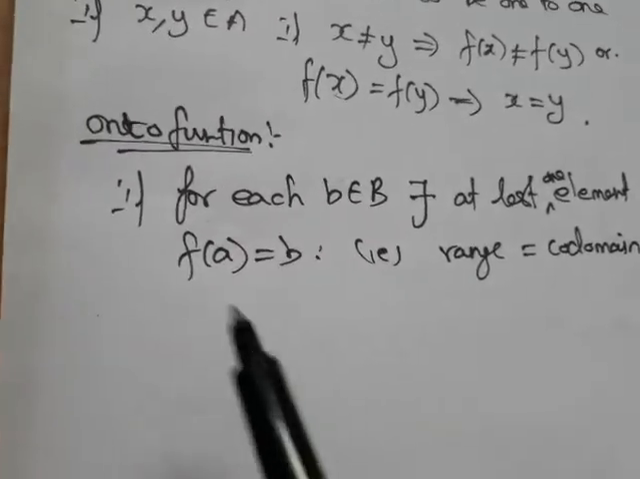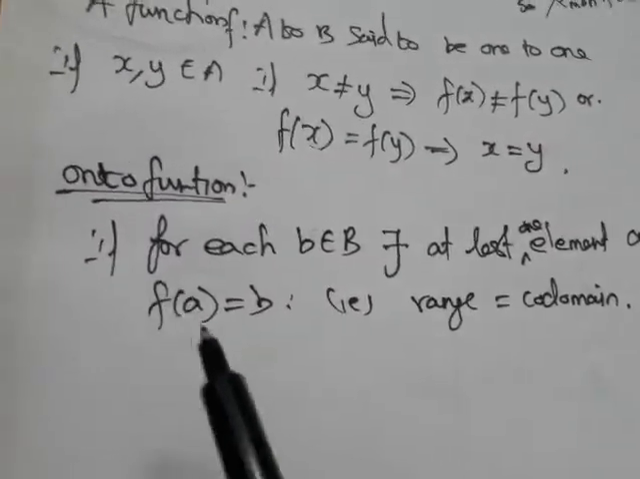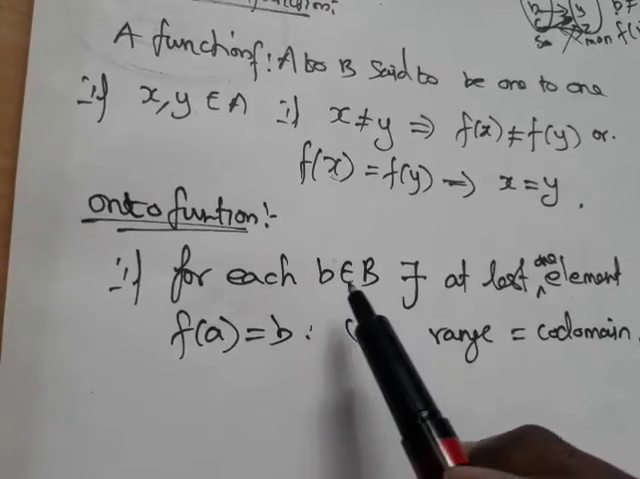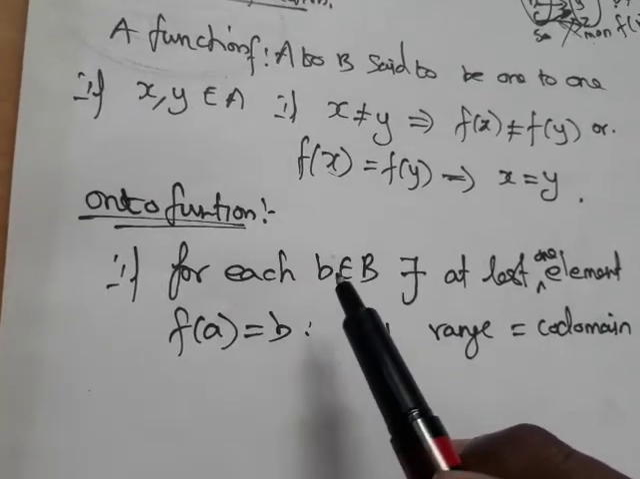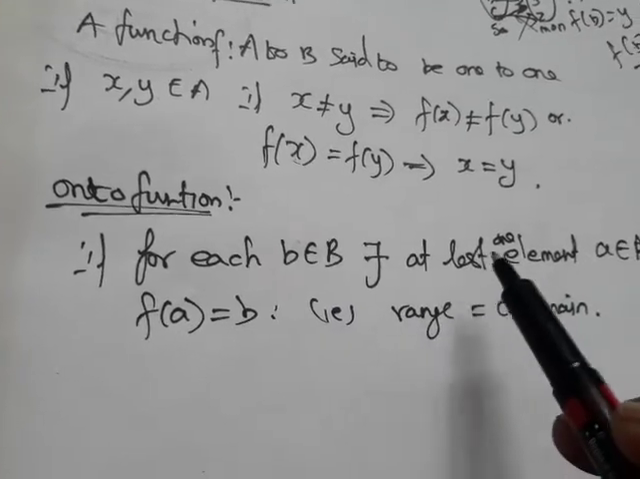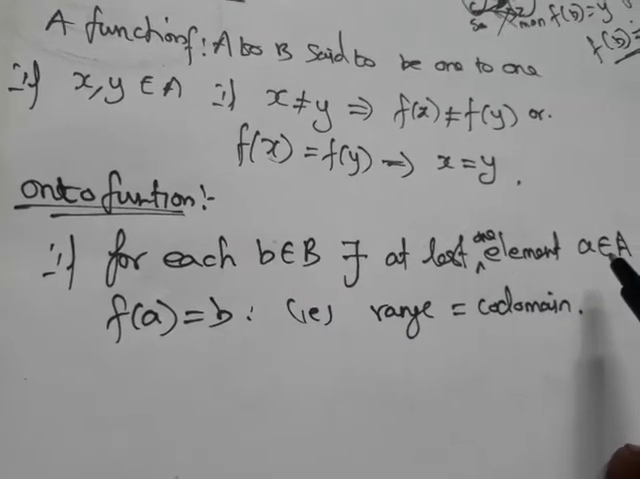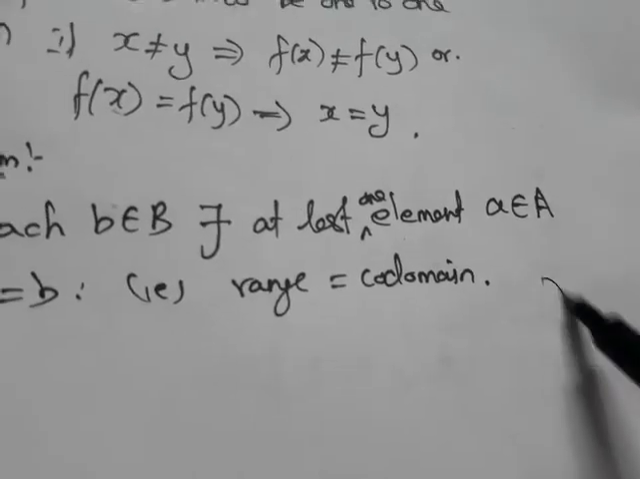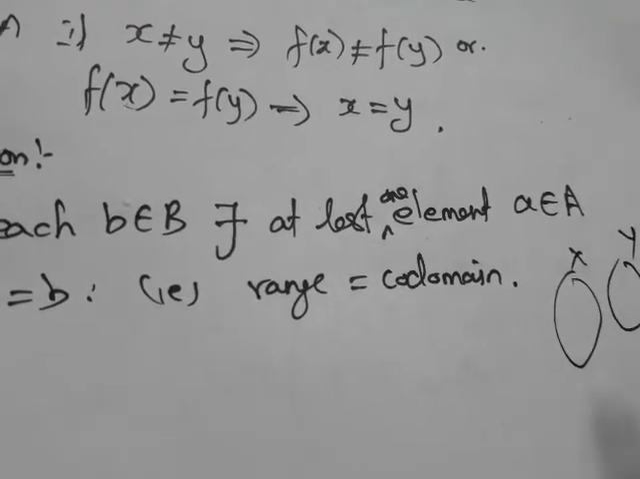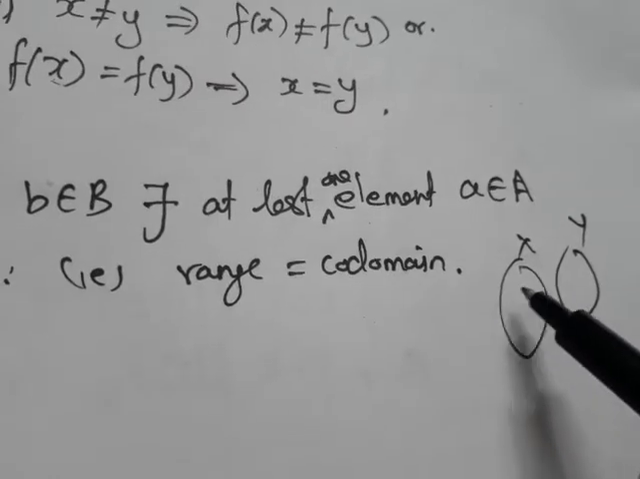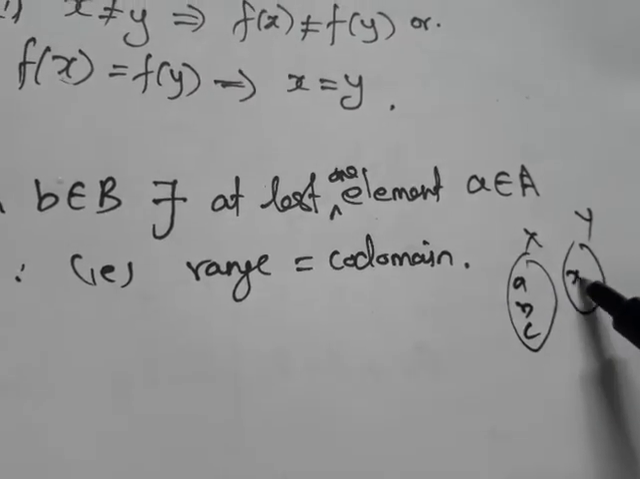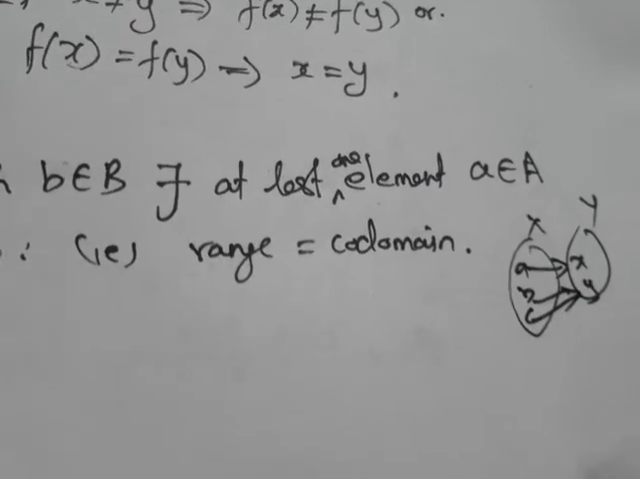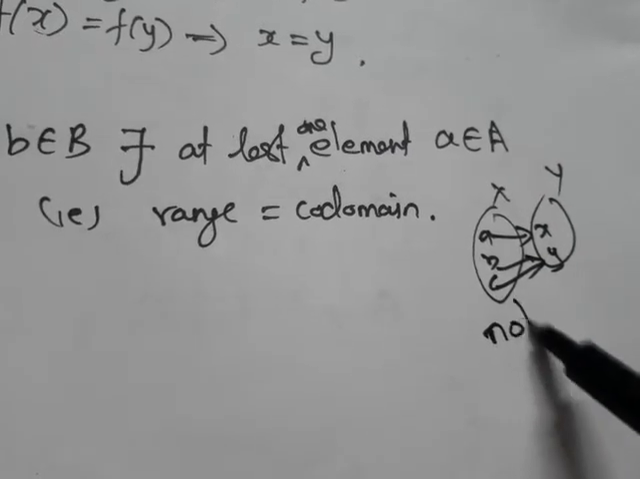Next we will go for onto function. What do I mean by onto function? For each b belonging to capital B, the codomain element, every codomain element has a pre-image in the domain. For example, if I draw A, B, C and X, Y: A and B connect with X, and C connects with Y. So it is an onto function.